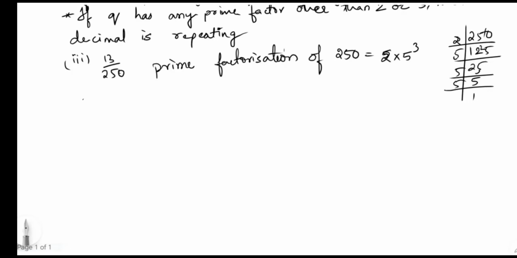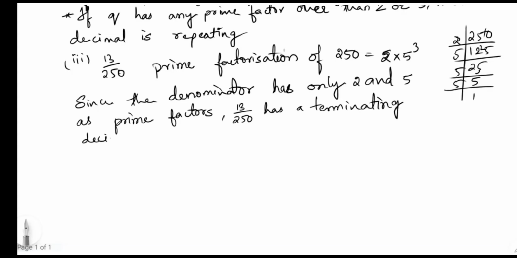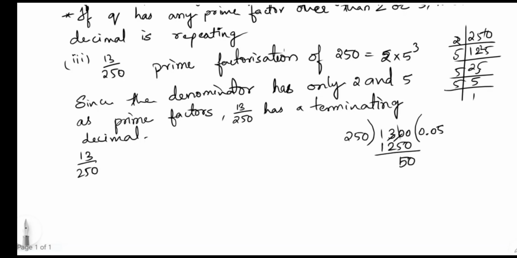So let us write down now. Let us convert this into decimal form, 13 by 250. This is the decimal form, which is a terminating decimal.